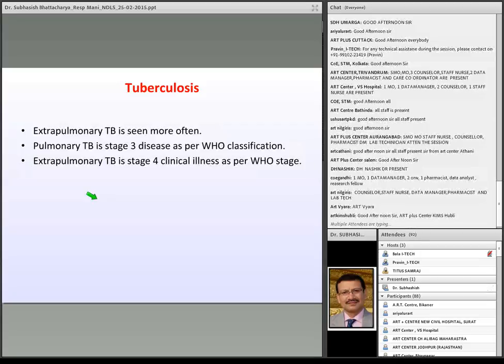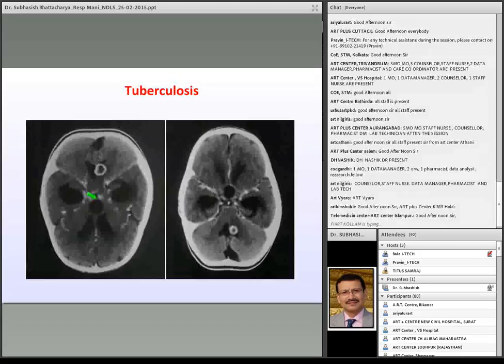Pulmonary TB is a stage 3 disease as per WHO classification. Extrapulmonary TB is a stage 4 clinical illness as per WHO. So this is extrapulmonary tuberculosis. Initially it was pulmonary tuberculosis, and it was not properly treated or not properly diagnosed at the time.